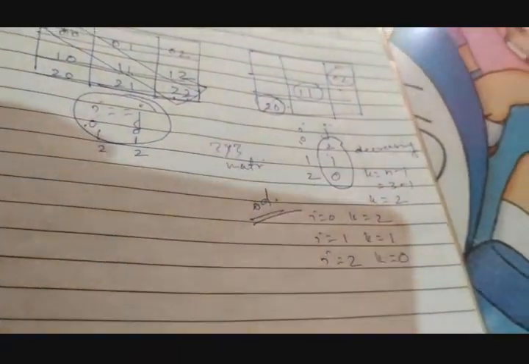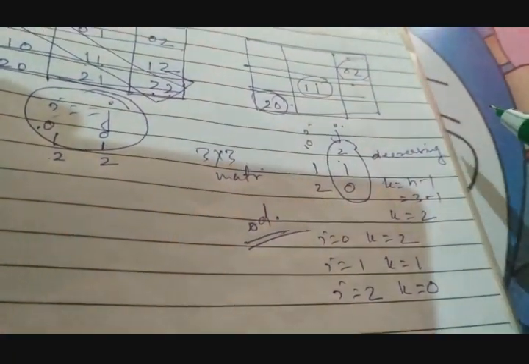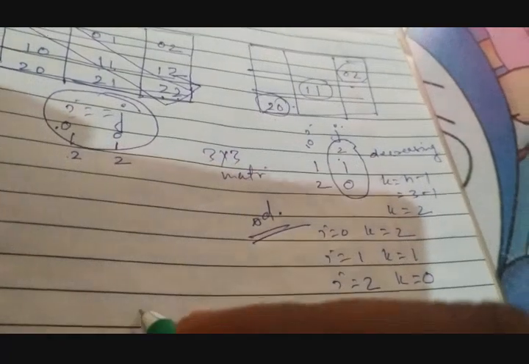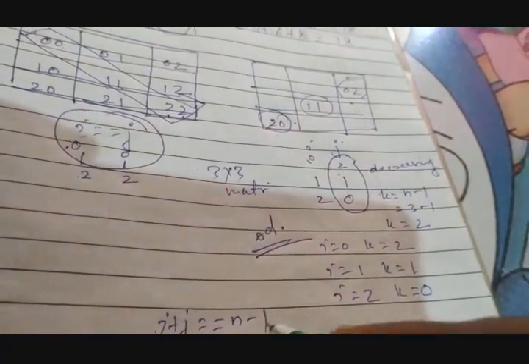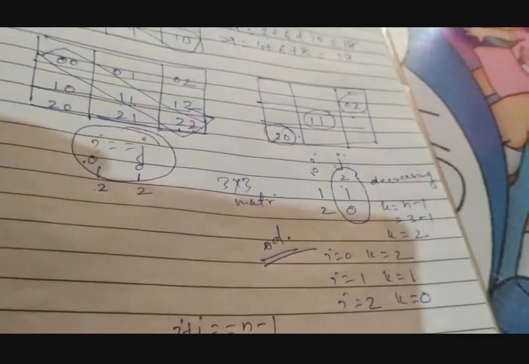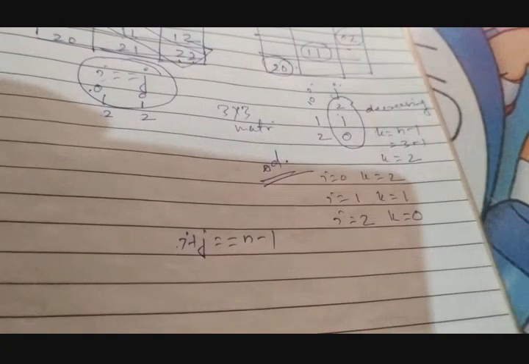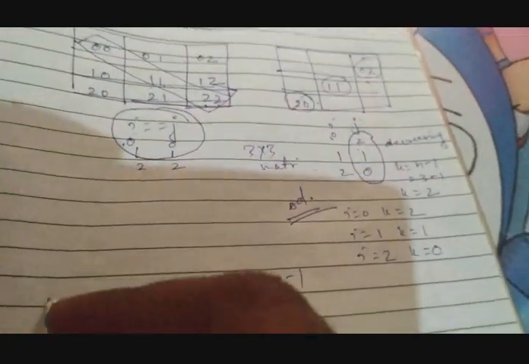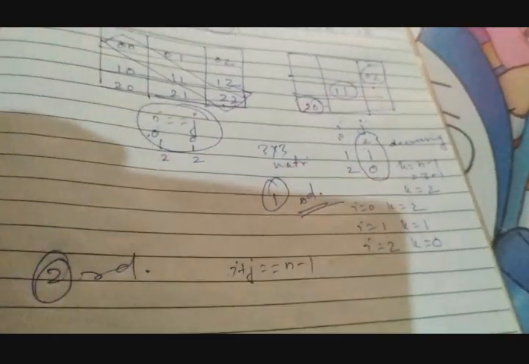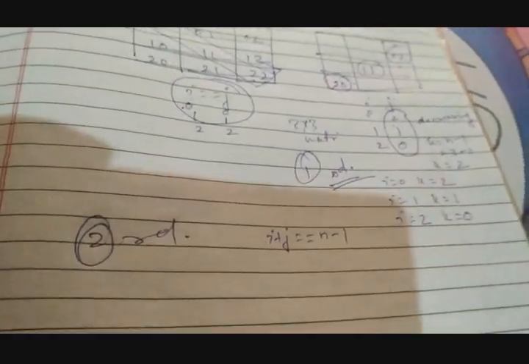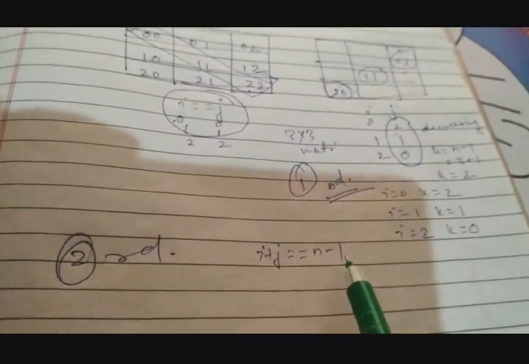Now what can be another way? The other way can be, if i plus j equals n minus 1. Look now here. i plus j equals n minus 1. This is for the right diagonal. This is the first technique. This is the second technique for the right diagonal. i plus j equals n minus 1.